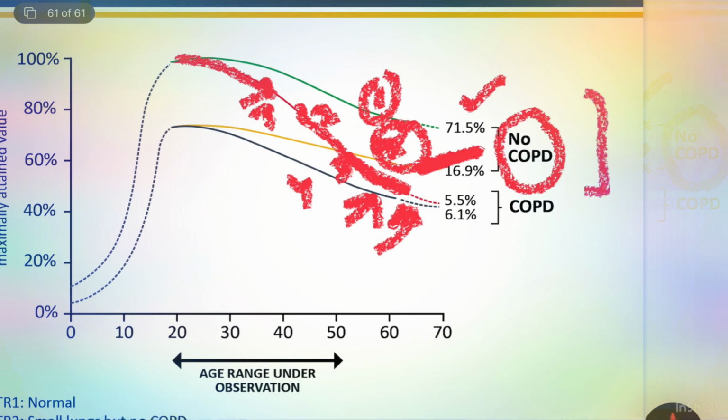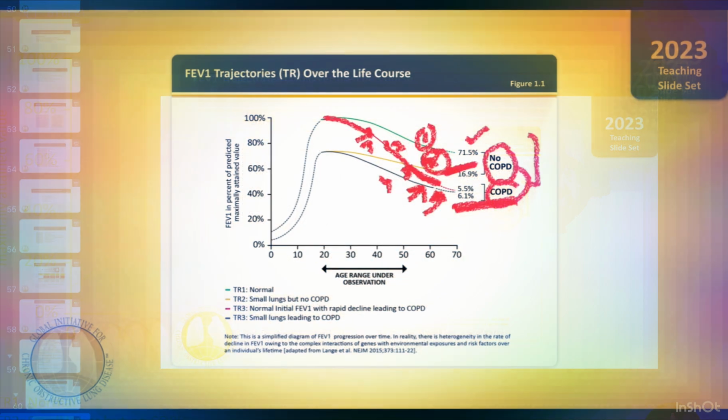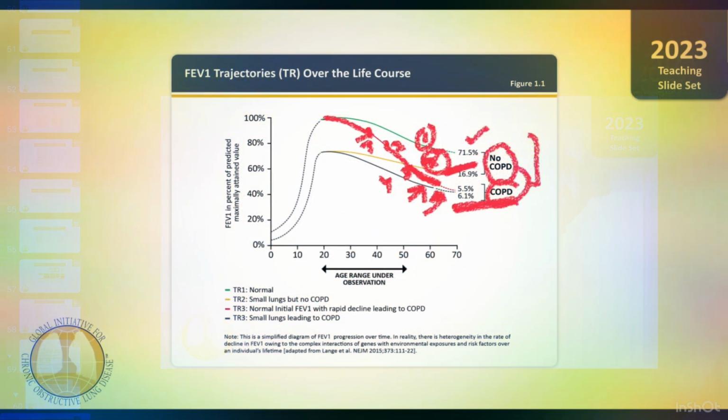Most of the population does not have COPD, and most of them have normal lungs. 16.9% of people have small lungs but do not have COPD. But they are telling that if they have small lungs, then there are high chances of having COPD, because out of them one third of patients have COPD. So we will proceed further.